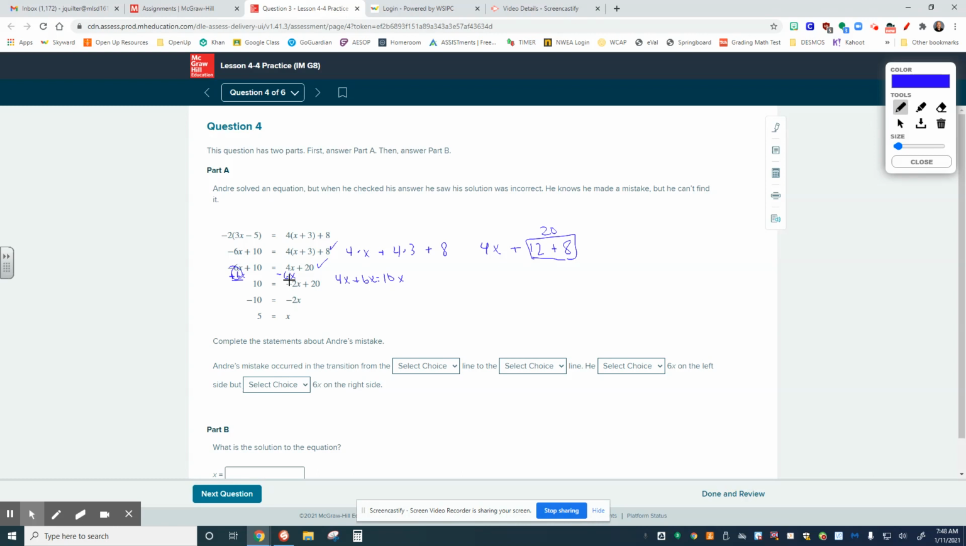So Andre's mistake occurred in the transition from, let's see here, which step? From the first, second, third, or fourth line. So here's line 1, line 2, line 3, line 4. So from 3 to 4. In the third line to the fourth line, he added 6x on the left side, but then he subtracted 6x on the right side.